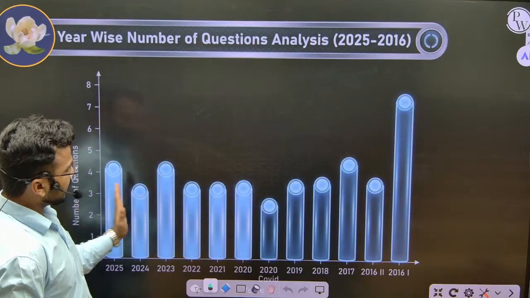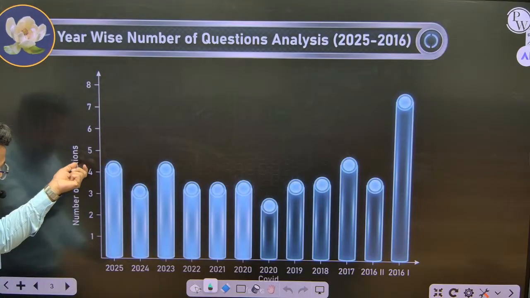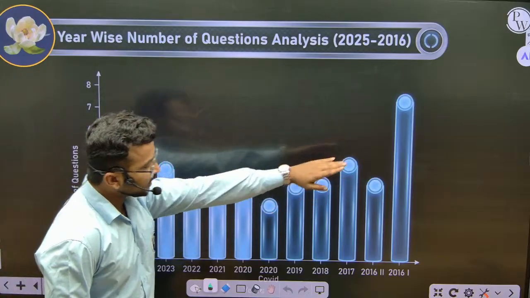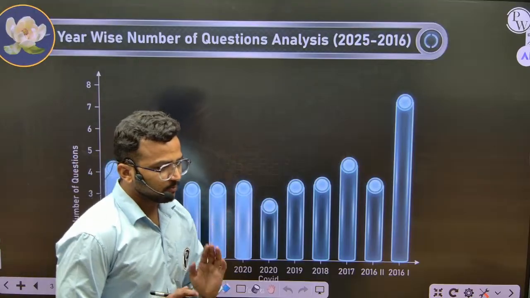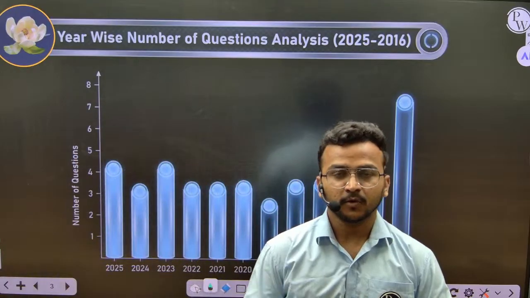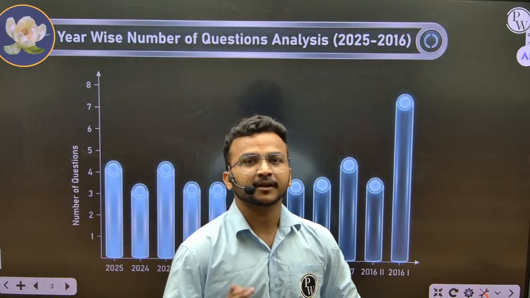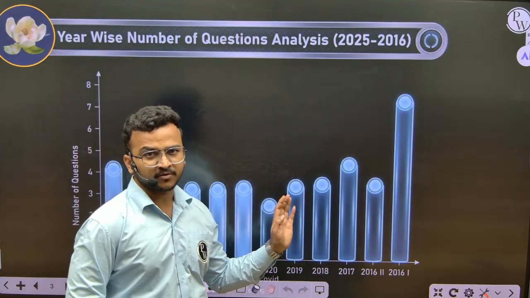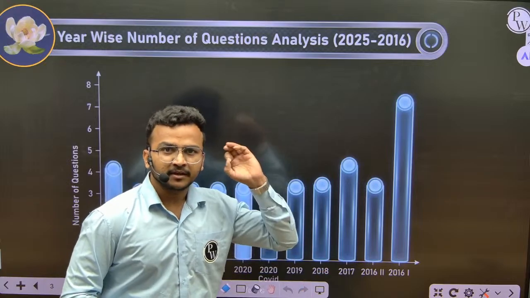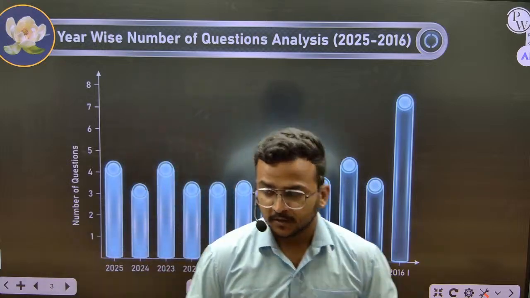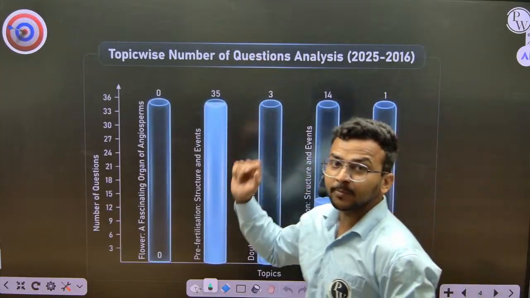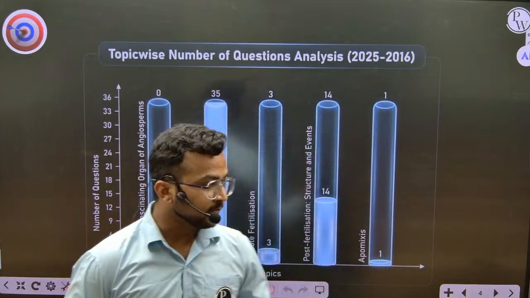In the past 10-year analysis, you can see 4, 5, 3, 6. So every year a minimum number of questions has been asked. So don't neglect this chapter, it is one of the easiest chapters where you can score a very good number of marks without losing even a single question. And we have also done a topic-wise question paper analysis here.